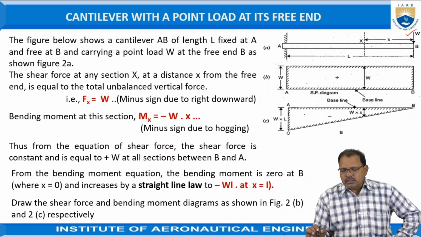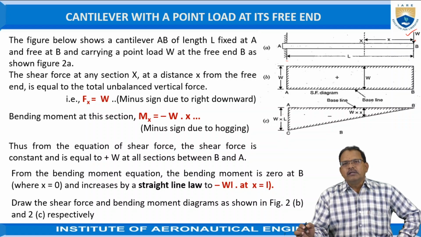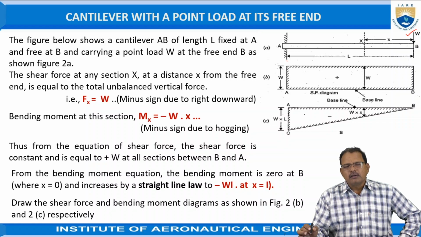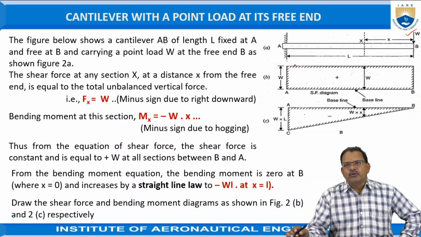Hence, while drawing the shear force diagram, draw the length AB, equal to the length of the beam, and at B erect a line vertically upward to represent the point load W according to a suitable scale. Since the shear force is constant as we move toward A, draw a line parallel to AB to meet the vertical line drawn at A. This is the shear force diagram for the cantilever.